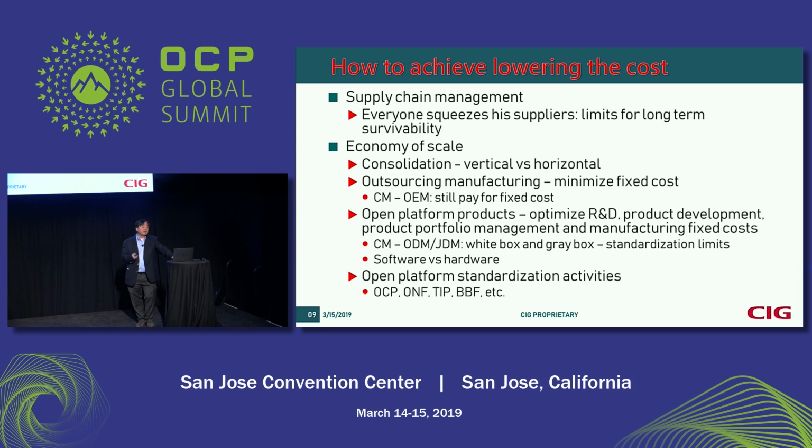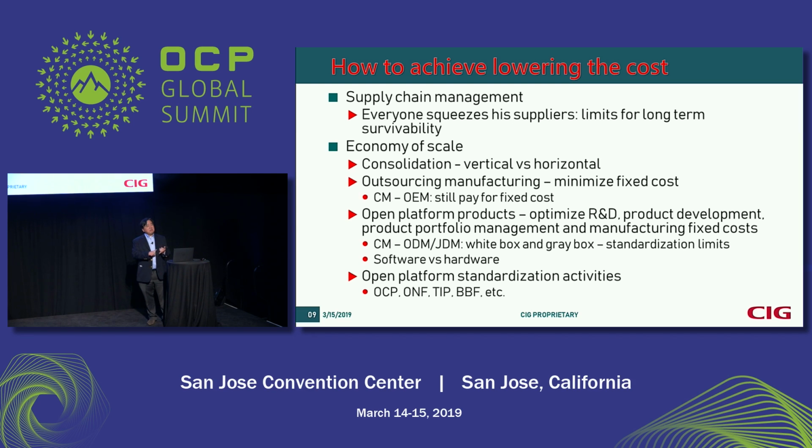The only thing is they're going to squeeze the suppliers, the equipment vendors. So the problem is, first you need to lower the cost. The first thing they think of is supply chain management. You squeeze every supplier to the minimum, but there's a limit. You can't squeeze your supplier out of business, or then you're out of business.